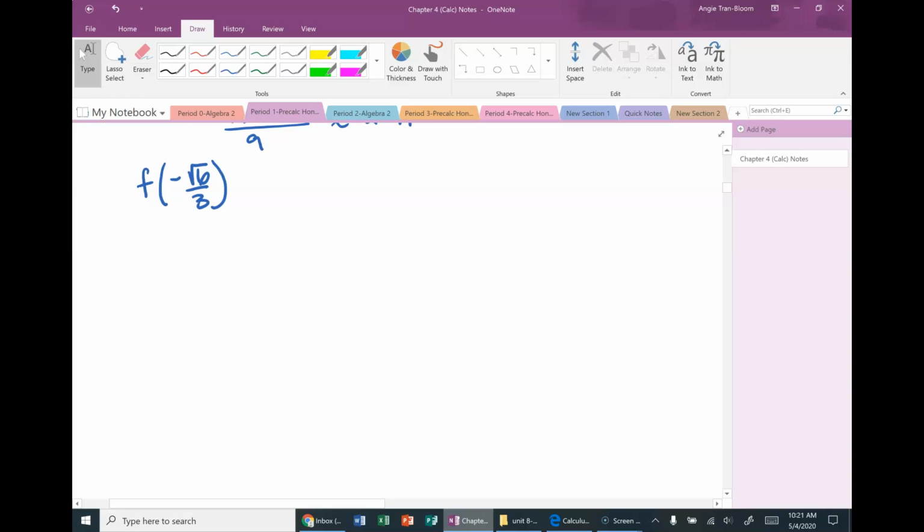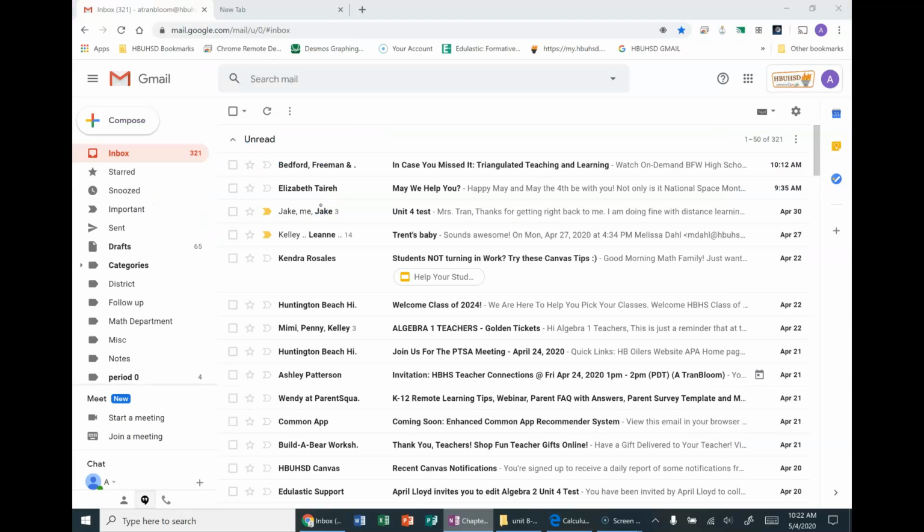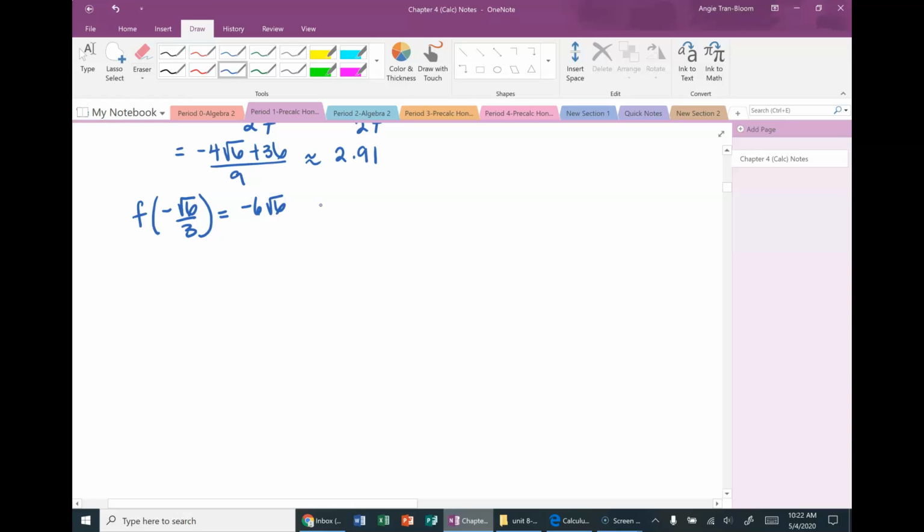And we're just going to do exactly the same thing. We know that the common denominator from the earlier algebraic work is 27. So I'm going to go straight there. Equals negative 6 rad 6. I'm skipping the plugging in part and going straight to the common denominator.